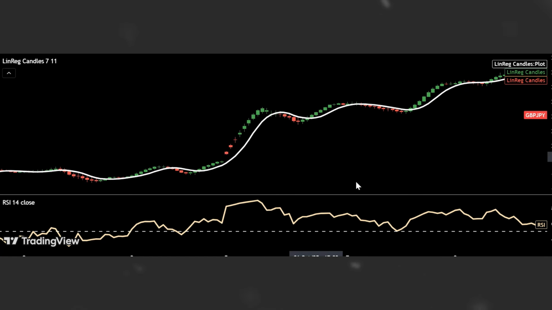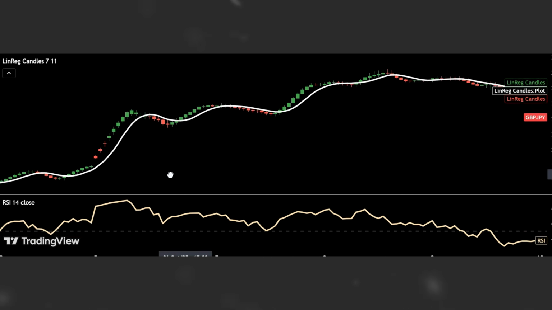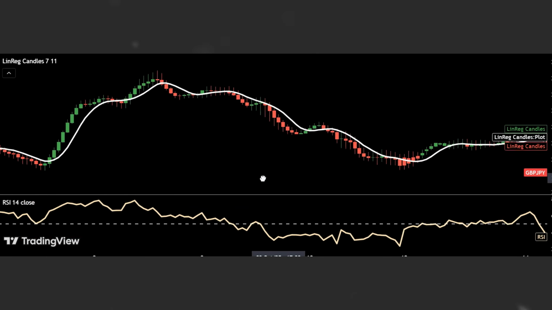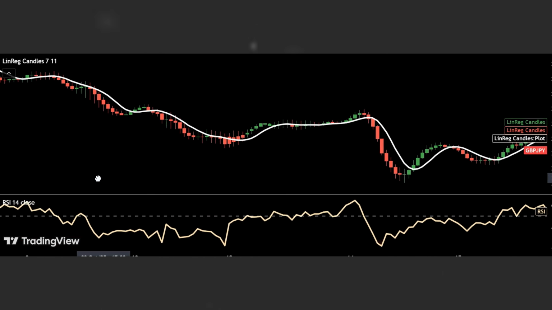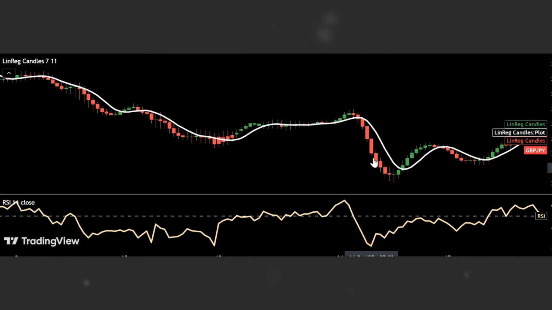When combined, these two indicators create a simple yet highly effective system that can guide your trades with confidence and clarity. In the next part, we'll take a closer look at each indicator and learn step by step how to use them effectively in your trading.